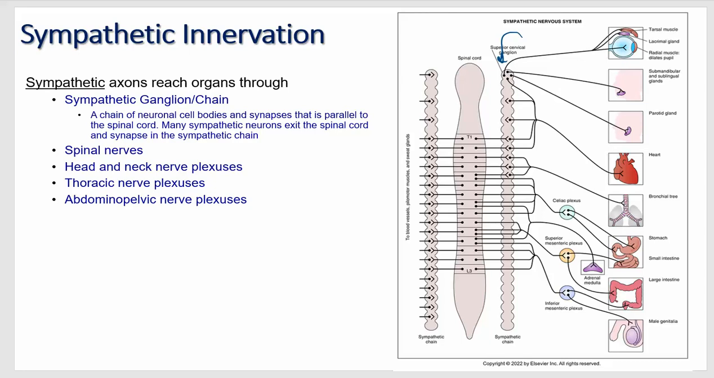This is showing the same thing that we saw on the other slide. Spinal nerves come out of the spinal cord, which is what we see here, T1 to L3, thoracic 1 to lumbar 3.